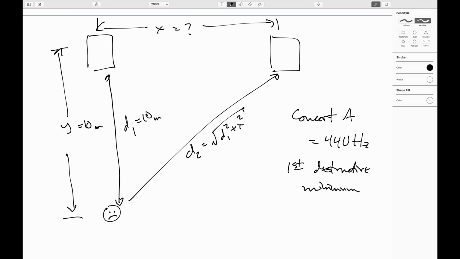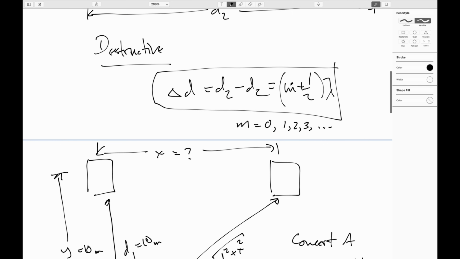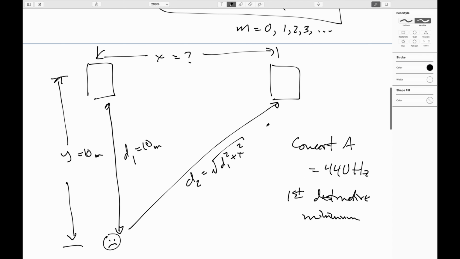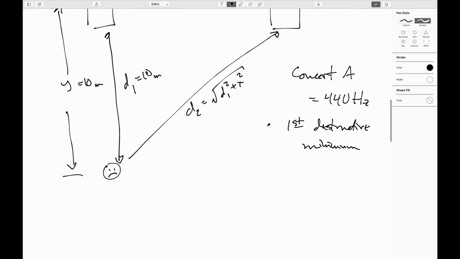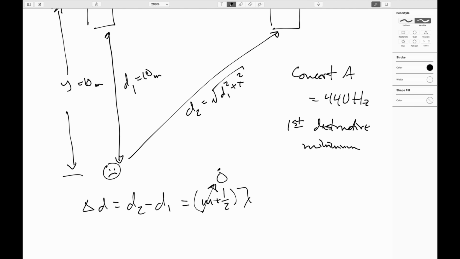Now they gave us an important clue here. They said it was the first destructive minimum. So now you might be tempted to stick in a 1 for m, but don't. Look what the first possibility is. The first possibility is 0. So if this is the first destructive minimum, what we've got is that delta D, which is equal to D2 minus D1, is equal to m plus a half lambda, where m is 0 here.